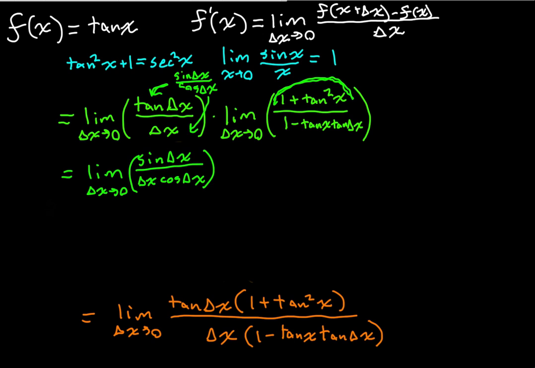Okay, now then, that's being multiplied by the limit as delta x goes to 0. And this is probably my favorite of the three functions to find the derivative of using this method, just because I think that it works out in a bit of a more elegant way than the others. So this is going to be the limit as delta x goes to 0 of secant squared of x over 1 minus tangent of x times tangent of delta x.